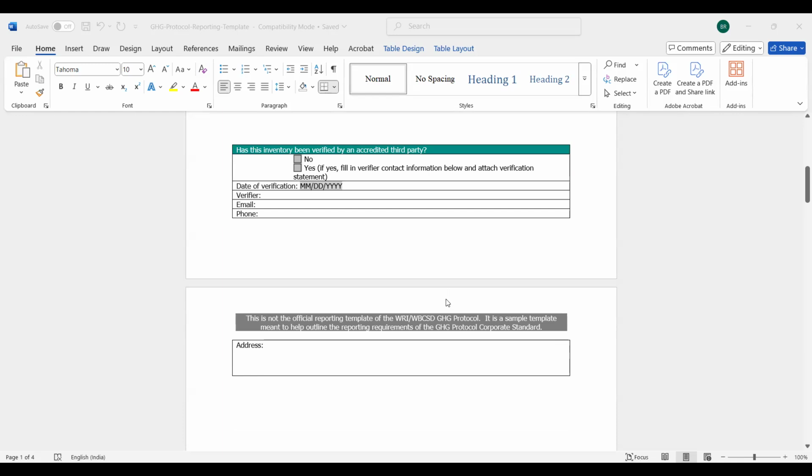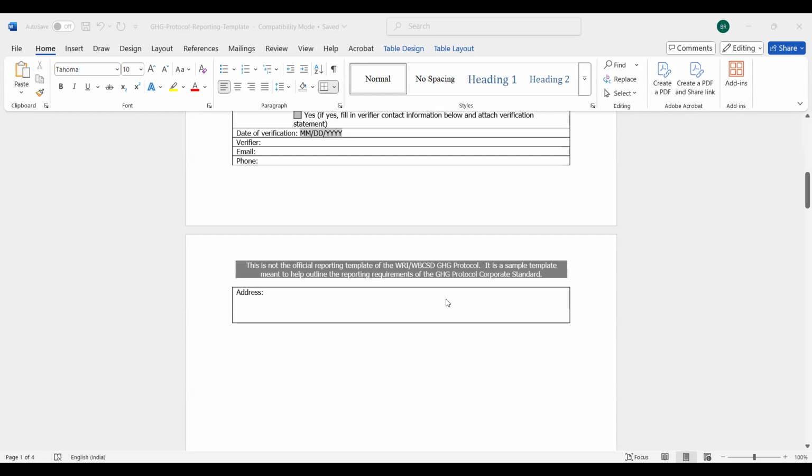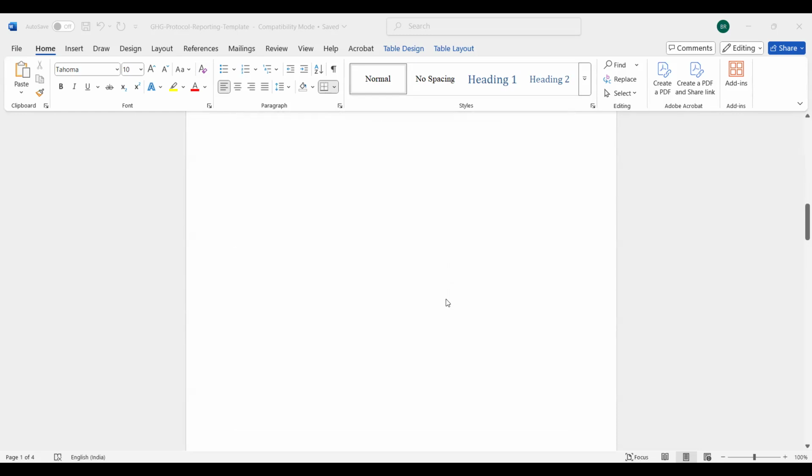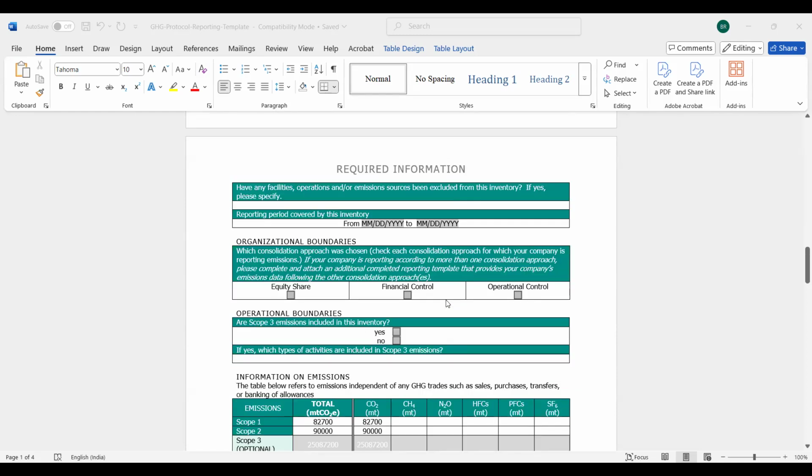And this is not an official template. Let me be very clear, written very clearly. This has been supported by GHG protocol. It's not the actual one. You can decide your own template, but this gives a starting point for a lot of you.